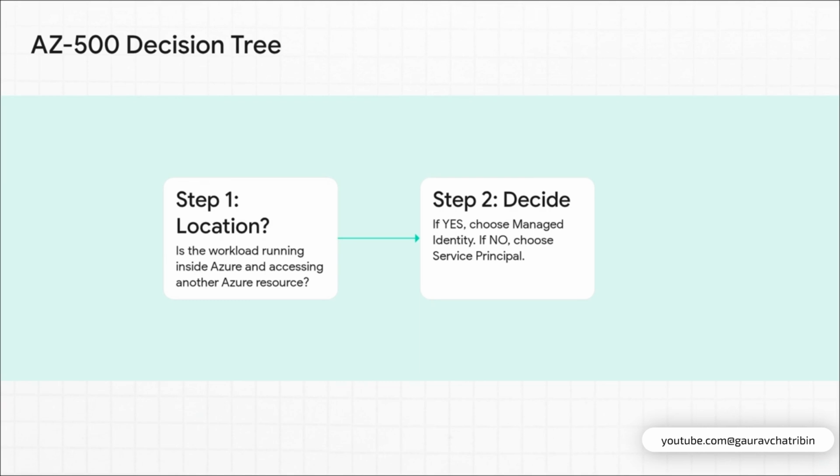So for your exam prep, just boil it all down to this simple 2-step framework. First, ask yourself, is the workload running inside Azure and talking to another Azure resource? If the answer is yes, your default choice should absolutely be managed identity. If the answer is no because it's running on-prem or in a pipeline somewhere else, then you're going to need a service principal. This logic right here will get you to the right answer almost every single time.